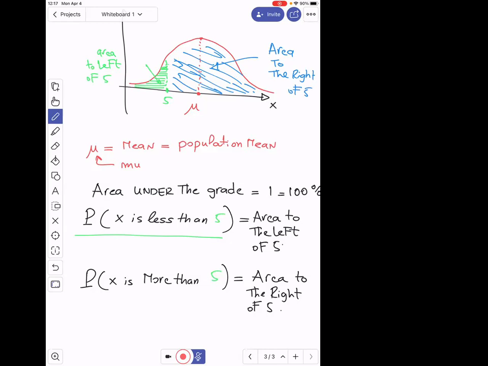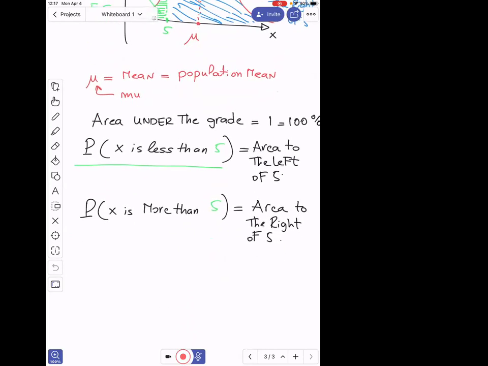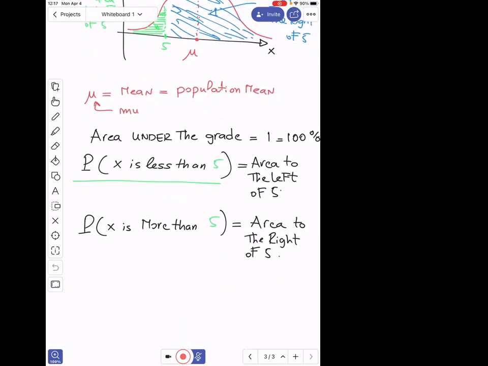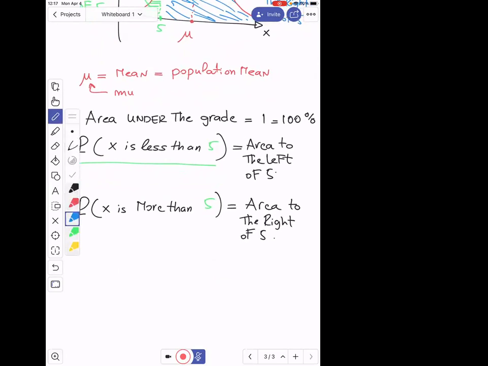And so of course the area to the left of 5 plus the area to the right of 5 will be the whole area under the graph, and that's 100%. Then one more thing. We have the probability that x is less than a number, and the probability that x is more than some number. We can also try to find the probability that x is between two numbers.